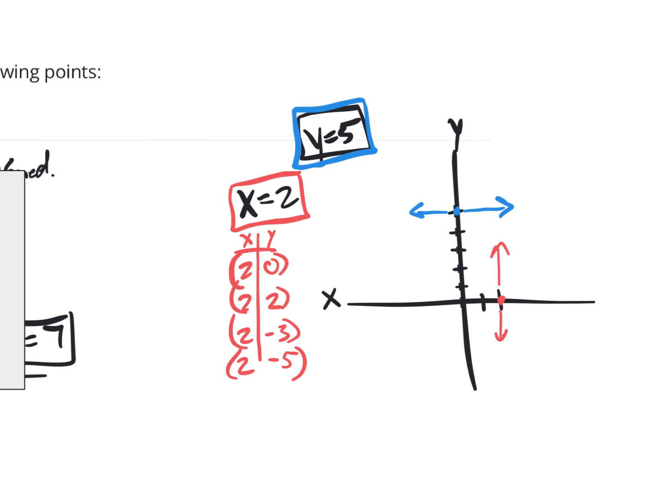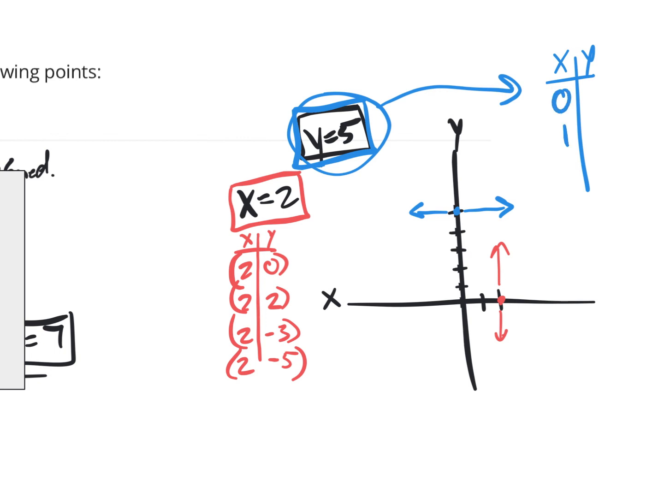Think about it, 2, 0 is right there. 2, 2 is up there. 2, negative 3, 2, negative 5, it's a perfectly vertical line. Likewise, if you were about to explain to somebody why the equation y equals 5 is a horizontal line, you would tell them because in the input-output table, there is no x to plug in. So x could be whatever you want, okay?